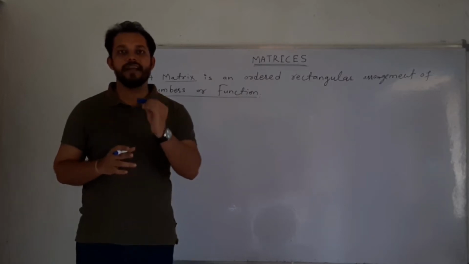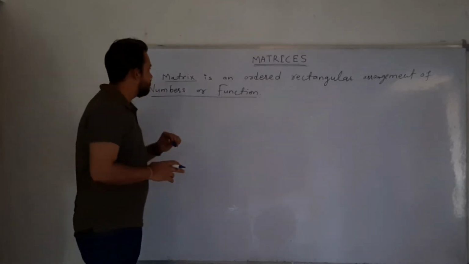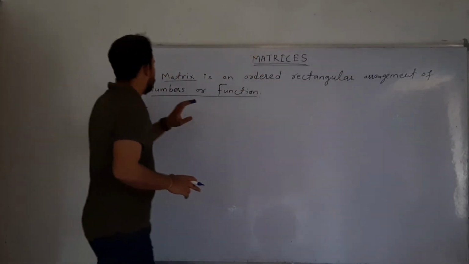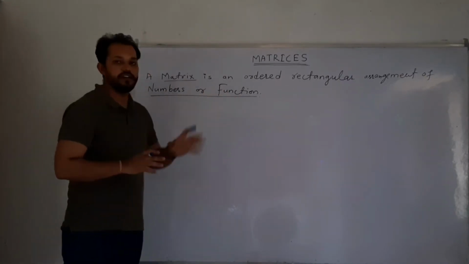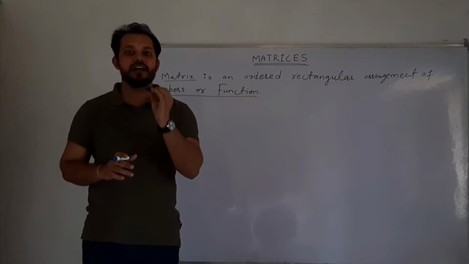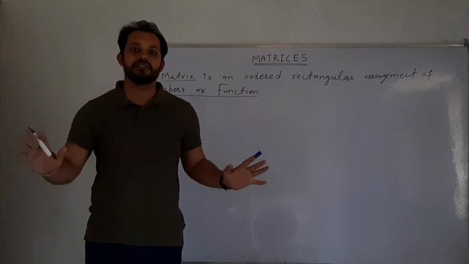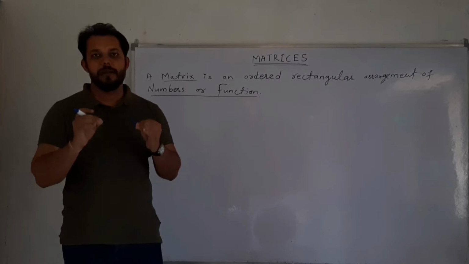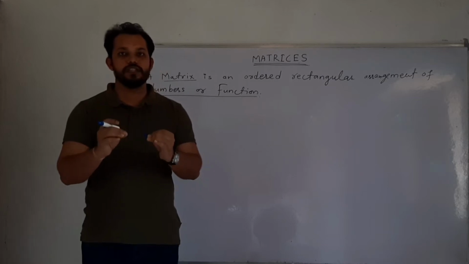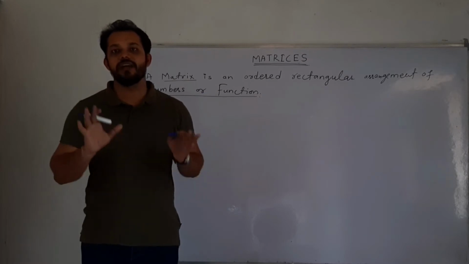What is a matrix? In simple language, a matrix can be defined as an ordered rectangular arrangement of numbers or functions. That means we are arranging numbers or functions in a rectangular ordered way. That is a matrix, nothing else. That means a matrix is an ordered arrangement of numbers or functions, and this arrangement is in the form of a rectangular array.